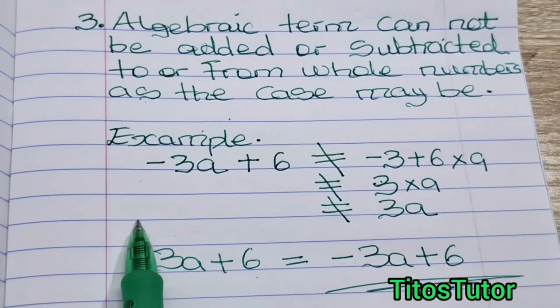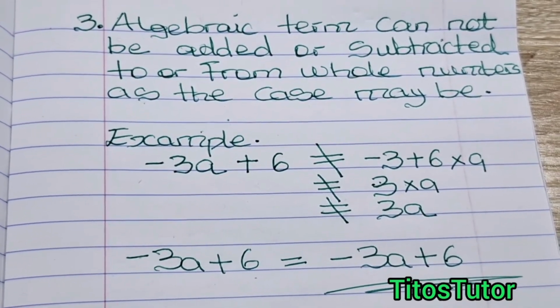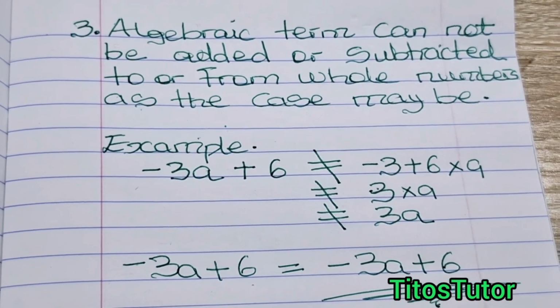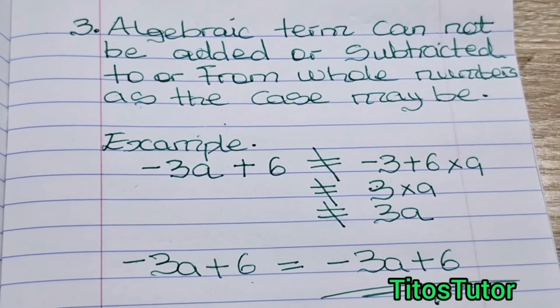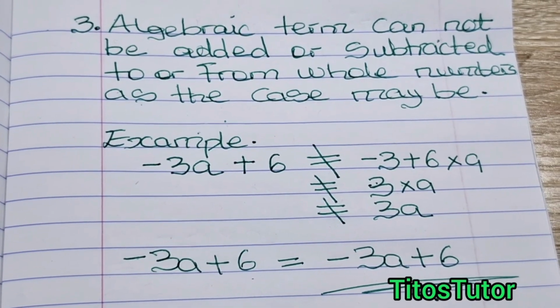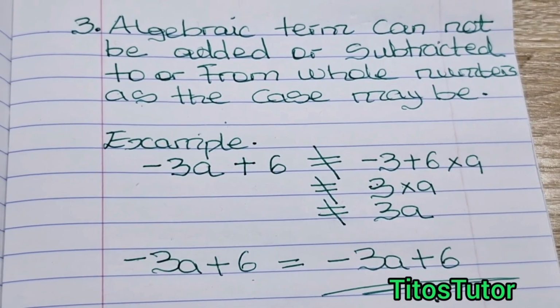Okay? So look at a solved example. It says negative 3a plus 6. It is not equal to negative 3 plus 6 times a. No, that's a common mistake some people make. Please don't make that mistake.